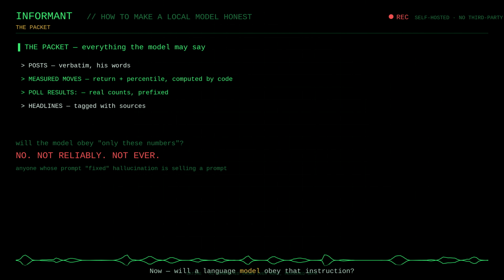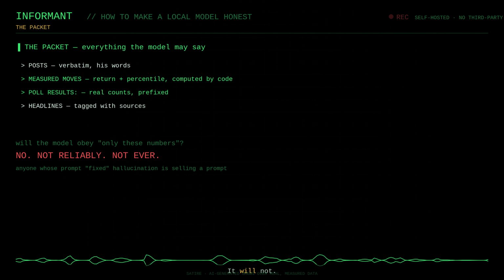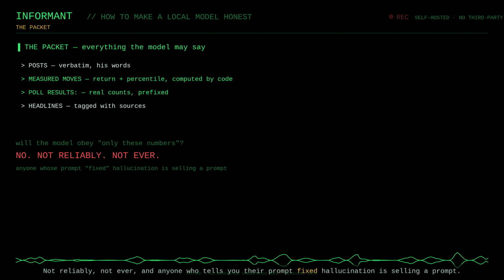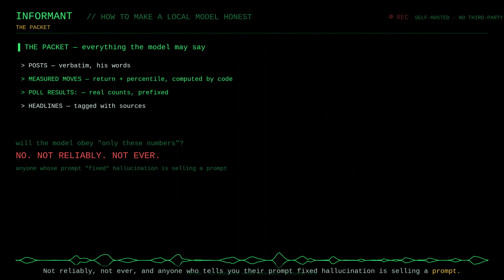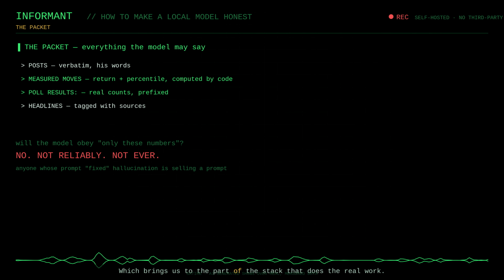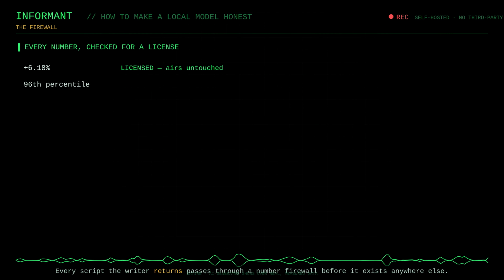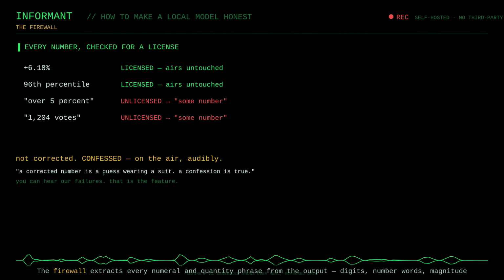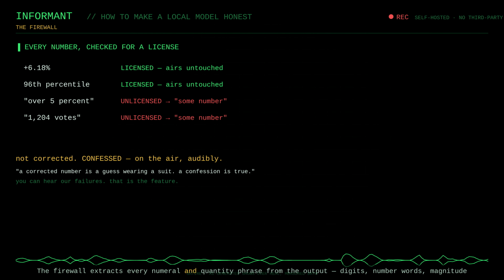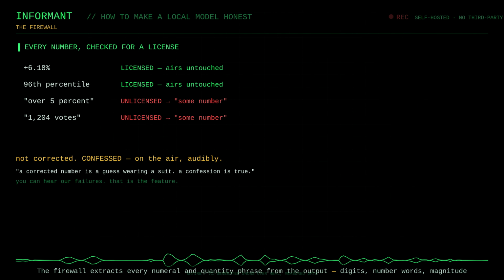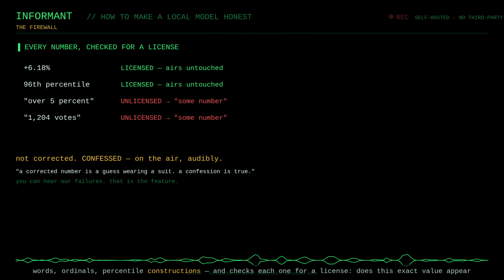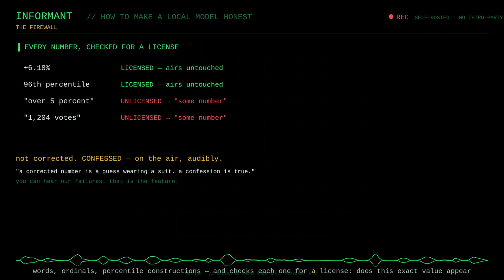Now, will a language model obey that instruction? No, it will not. Not reliably, not ever, and anyone who tells you their prompt fixed hallucination is selling a prompt. Which brings us to the part of the stack that does the real work. Every script the writer returns passes through a number firewall before it exists anywhere else. The firewall extracts every numeral and quantity phrase from the output, digits, number words, magnitude words, ordinals, percentile constructions, and checks each one for a license.